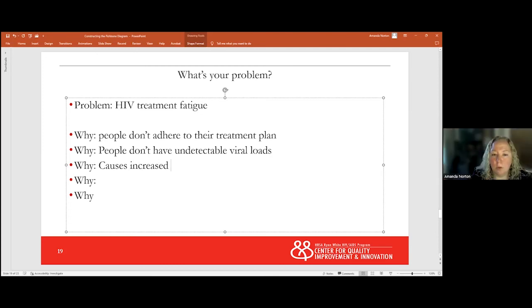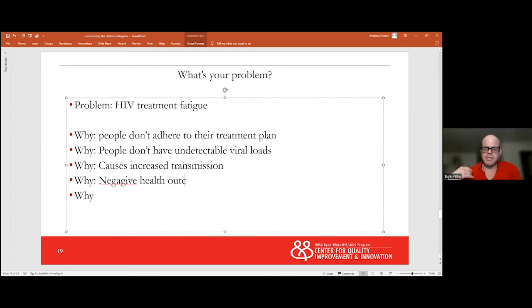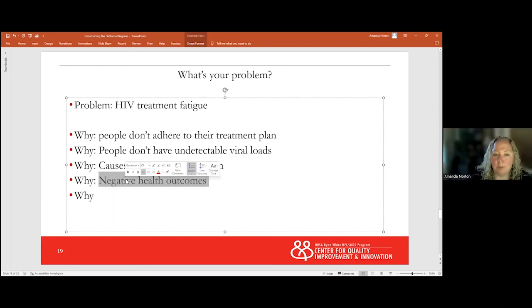Okay, so increased transmission, right? Correct. Okay. And that's a problem because then that's increasing negative health outcomes. Okay. So, or if we need to go back, increases transmission, which can increase diagnosis to HIV positive. Would that be the correct terminology? Okay, so it increases HIV positive.